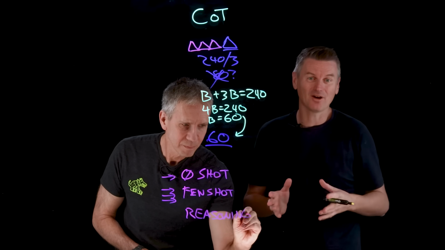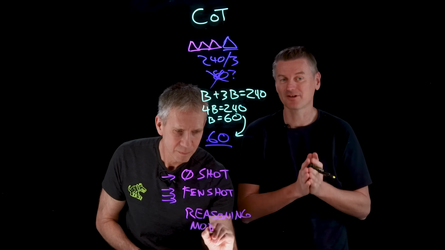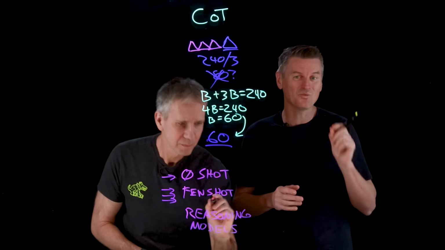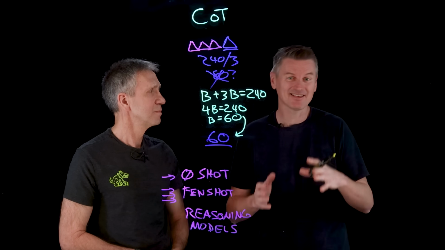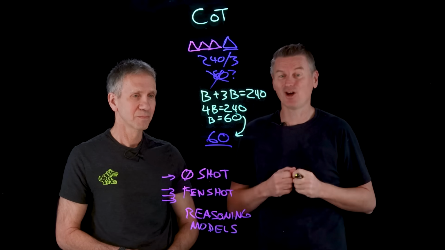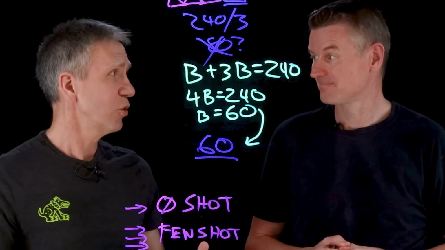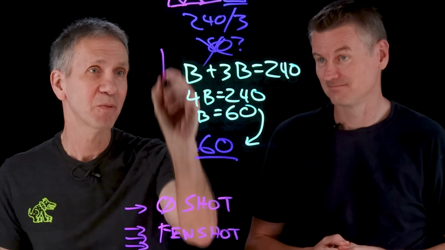So chain of thought is great for generating more accurate responses, specifically when reasoning is needed, like this, but it does little to improve accuracy of knowledge-based answers. So now I know why my math teacher always made me show my work.